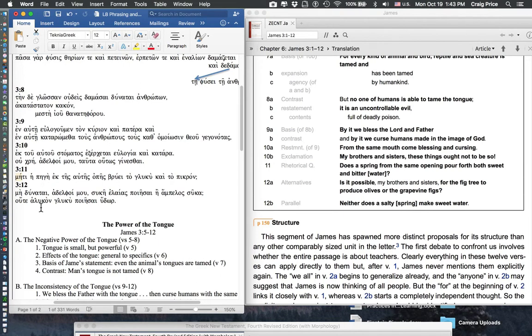Then, look here, he gives the last one. Is it possible, my brothers, for a fig tree, suke, to produce olives? Here's your infinitive, to make olives. Or for a vine, figs. And the same infinitive carries over to this phrase. Or olives to make figs. Well, you're anticipating a negative answer here with me. No. And so neither does the salty make the water sweet.